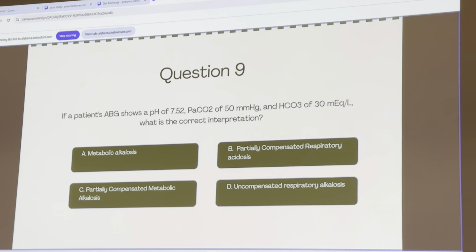Partially compensated. All right. Now, the higher my CO2 goes, is more what? Acidotic or alkalotic? Acidotic, right? Good. So I'm trying to produce more acidity with my CO2 being too high to compensate for my pH being too alkalotic. But is my pH back in normal range yet? No. So partially compensated metabolic acidosis or alkalosis, sorry.